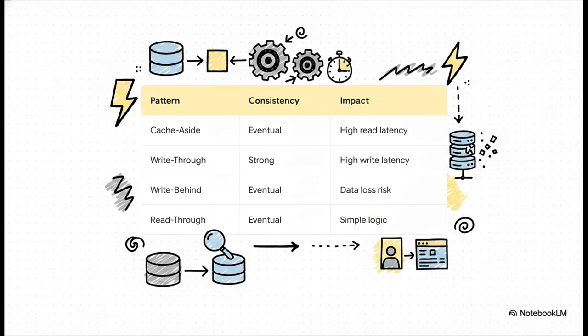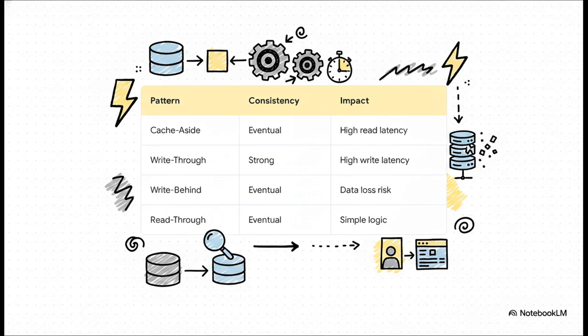Cache aside is the industry standard, sure, but you're going to hit the database and take a latency penalty on every cache miss. Write-through guarantees strong consistency because you synchronously write to both the cache and the primary database, but you end up paying a very high write latency penalty for that synchronization.